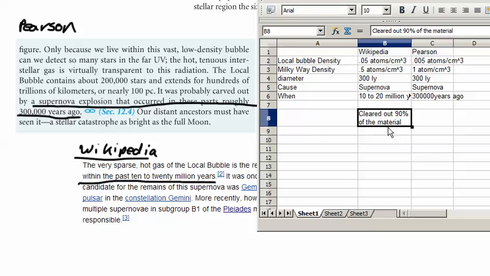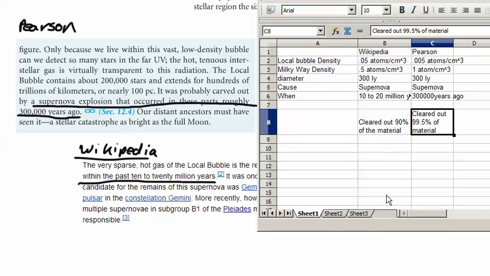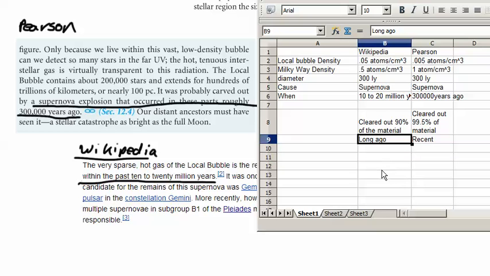It's actually probably coming from two different hypotheses. In the Wikipedia article, we're clearing out about 90% of the material, while in the Pearson article, the explosion cleared out 99.5% of the material. Also, the Pearson explanation is a fairly recent phenomenon, while Wikipedia's explanation is very long ago.